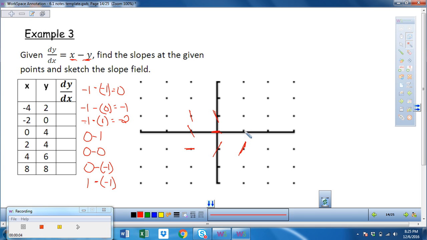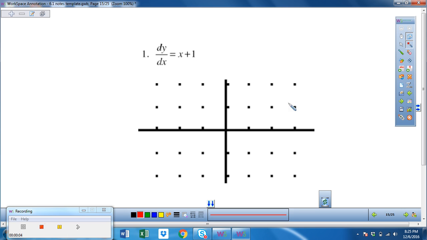Here, x is 1 and y is 0, so this is going to be a slope of 1, so these two should be somewhat parallel. Here, x is 1 and y is 1, so I get a slope here of 0. And I can see that there's a pattern, so if I wanted to extend this, I would see that all of these would be 0 and all of these would be 0. Okay, so I can extend that pattern and see what's going on. And that's basically how you do a slope field.